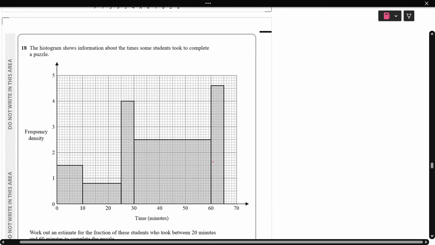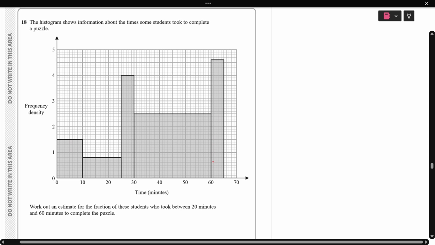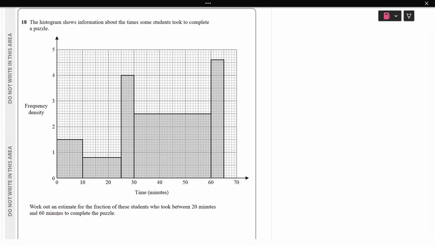Okay, so next is a histogram question. Here frequency density is given. What we need to do is work out the estimate for the fraction of the students who took between 20 to 60 minutes. Only this we need to find the fraction.